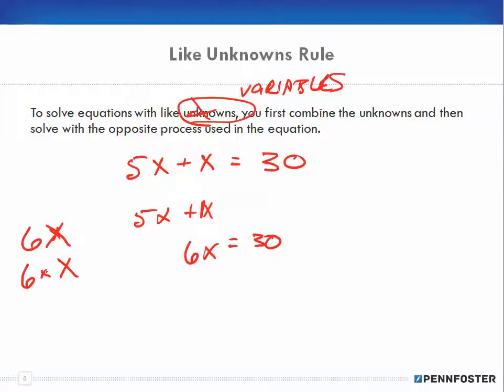So if I'm multiplying, I use the opposite process in order to solve for the variable. So I'm multiplying, I'm going to divide both sides. What you do on one, since I'm multiplying, I use the opposite process, which is division. And what I do on one side of the equation, I have to do on the other side of the equation, which is division by the same number.